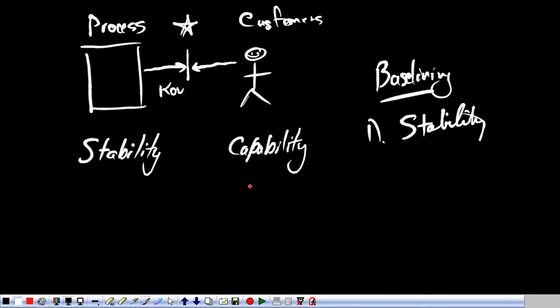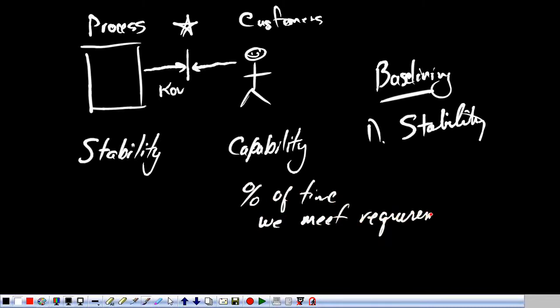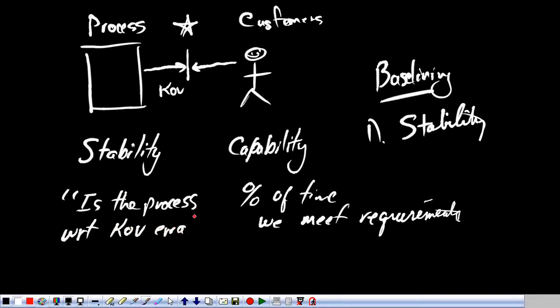Capability is essentially the percentage of time we meet requirements. Stability is a different question. This is really asking: is the process, with respect to the KOV, erratic or not? That's the real question there.